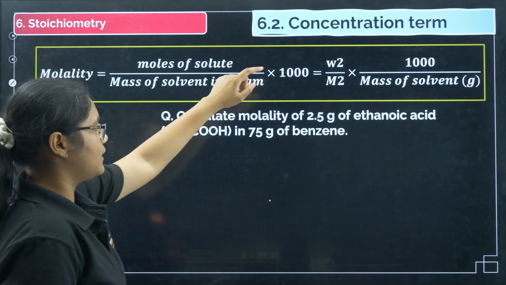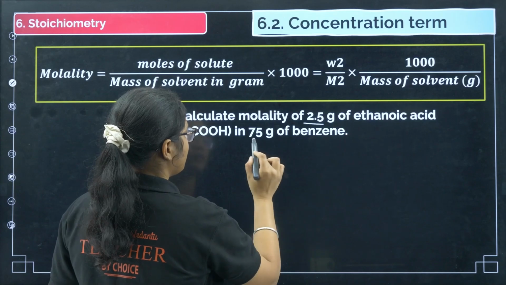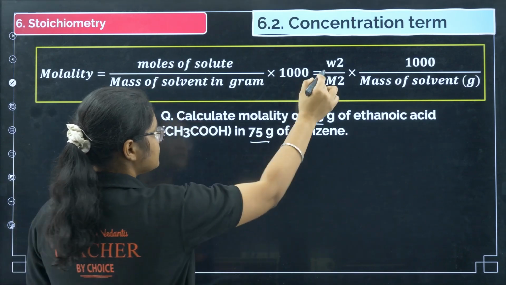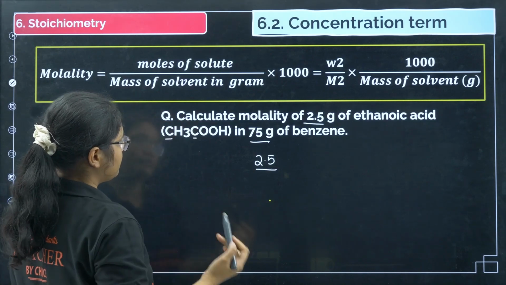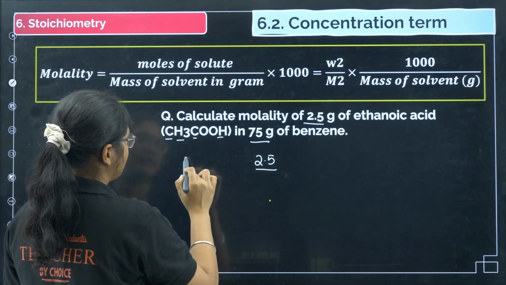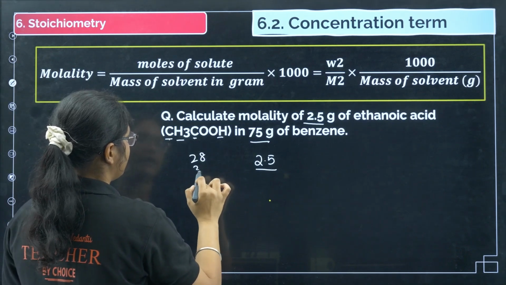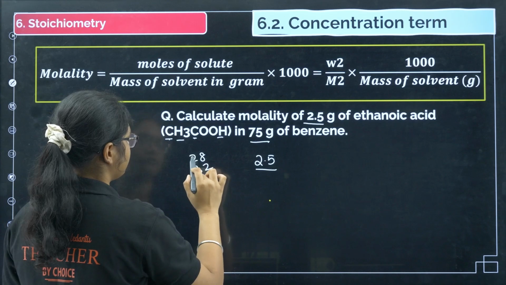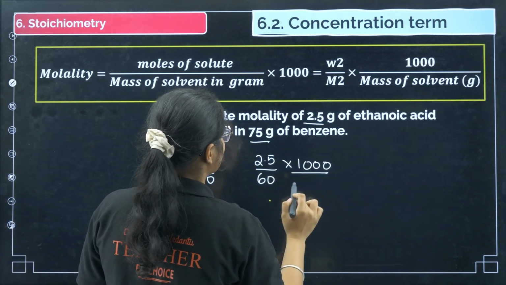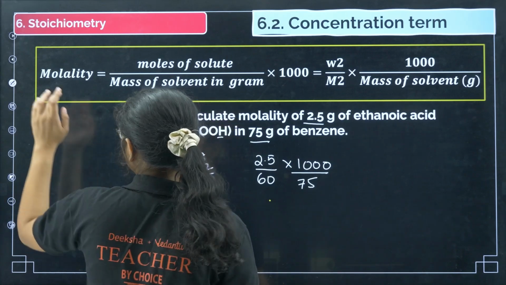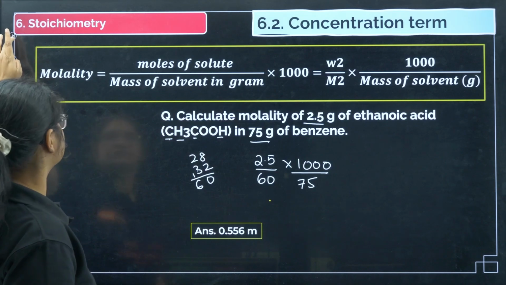Next, molality: W2 by M2 into 1000 by mass of the solvent. So 2.5 gram of ethanoic acid in 75 gram of benzene. So we have 2.5 gram here, W2. Molar mass of this one: 12 2s are 24, 24 plus 4 is 28, 28 plus 32, we have 60. So 60 into 1000, and mass of the solvent given is 75. So if I solve this, you will get 0.556 m. Okay, so that is your concentration term.